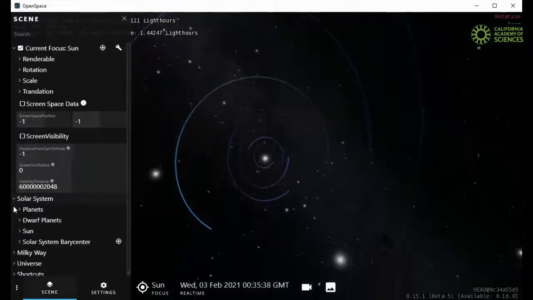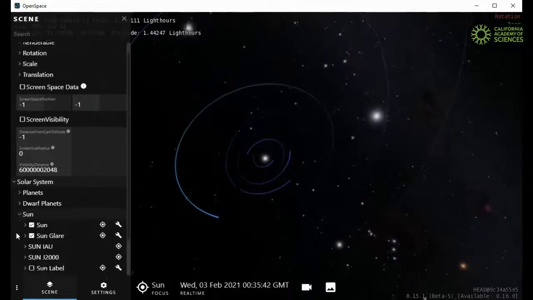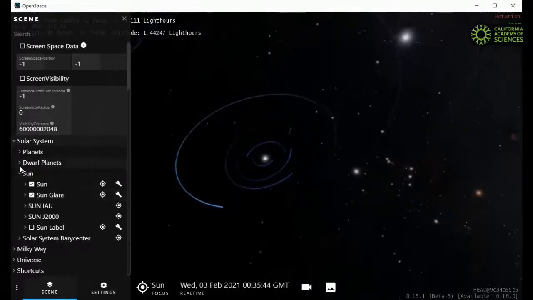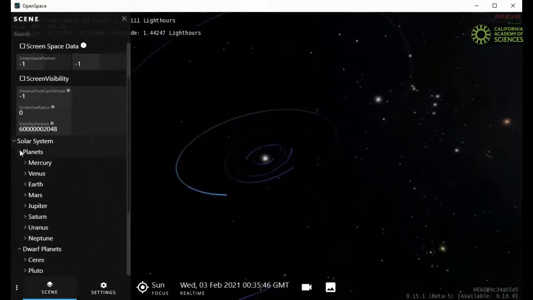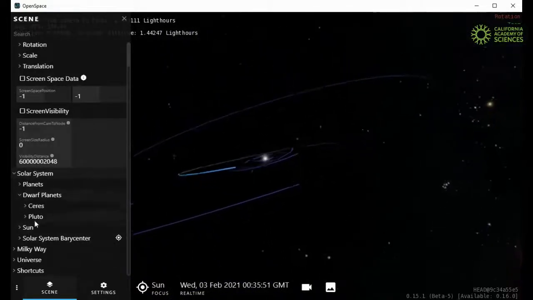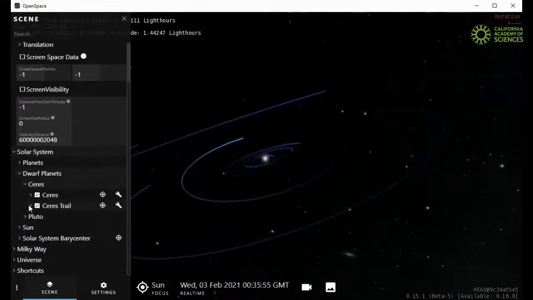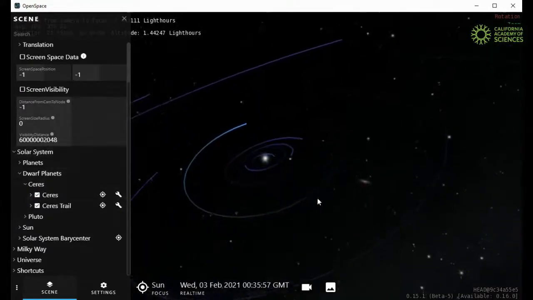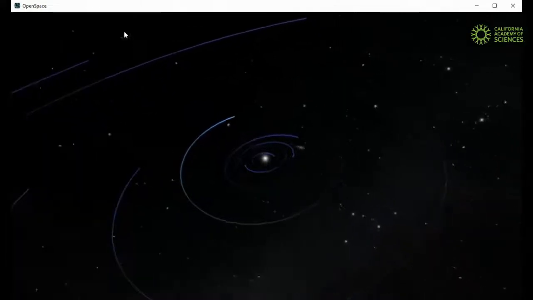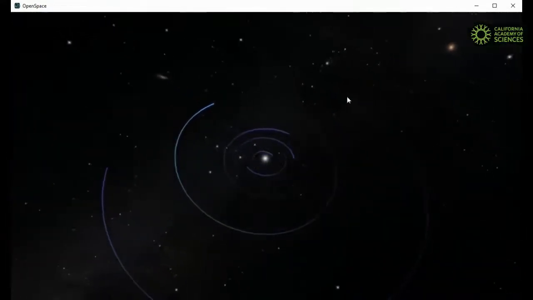But let's check out our solar system. Let's check out things orbiting the sun now. I can show you where our bands would be, but I don't think I have the Kuiper belt loaded. So my apologies, but let's check out where our belts would be. If you want to see Ceres, it's actually right there in pale blue. Halfway between Mars and Jupiter, there's kind of an empty gap.